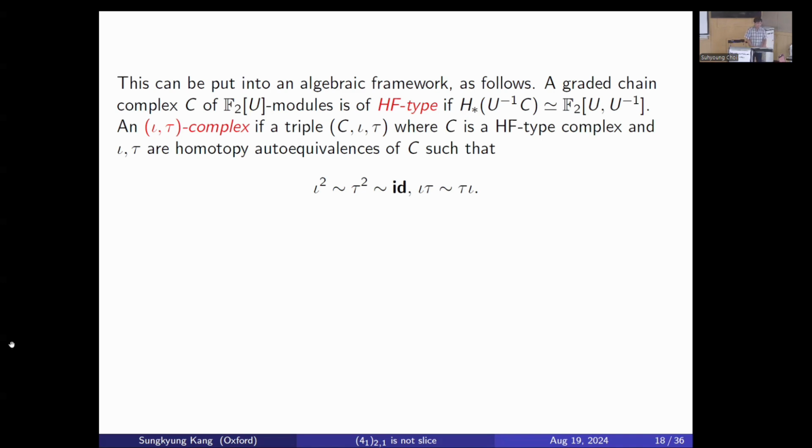Mod 2 field. The mod 2 field. Yeah, binary field. Yeah.